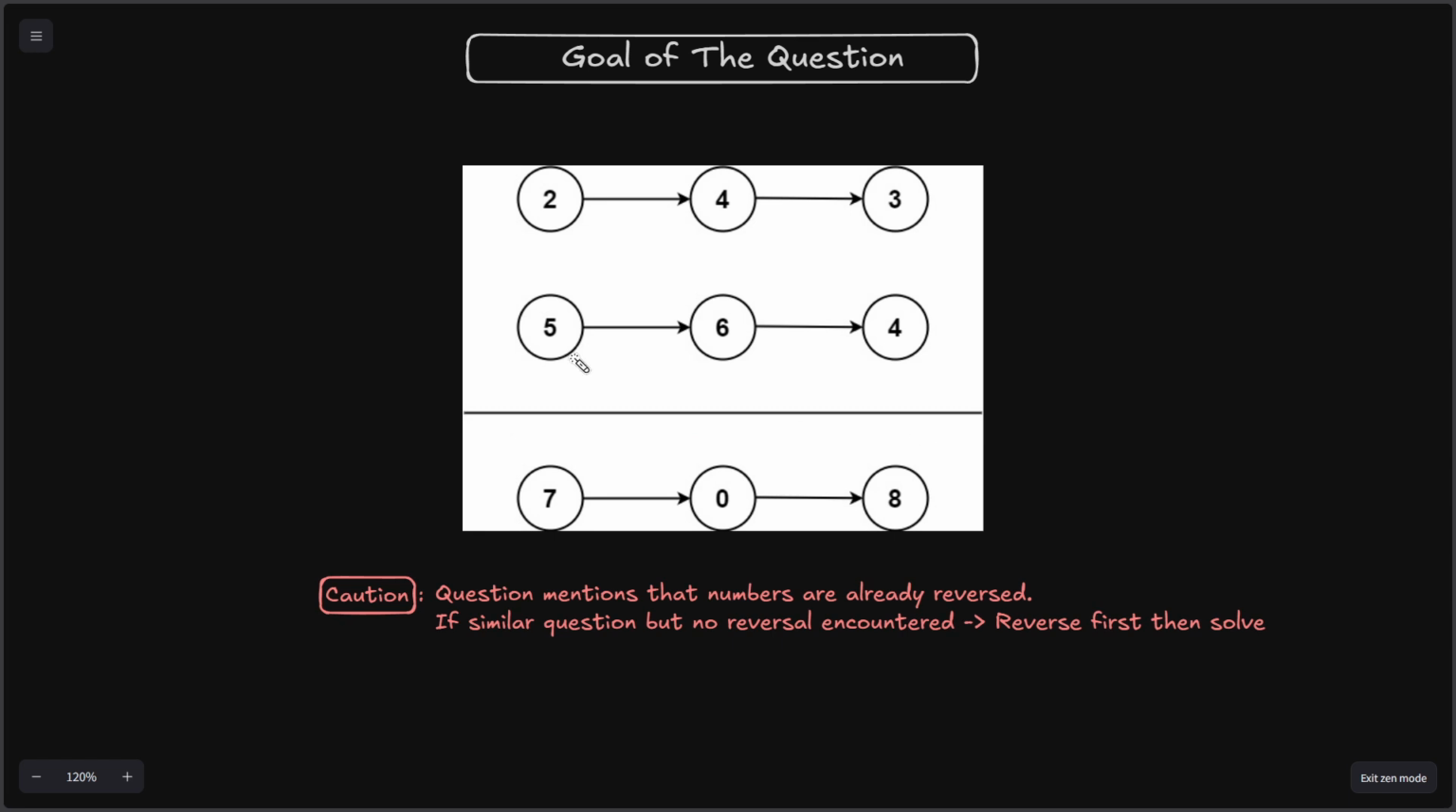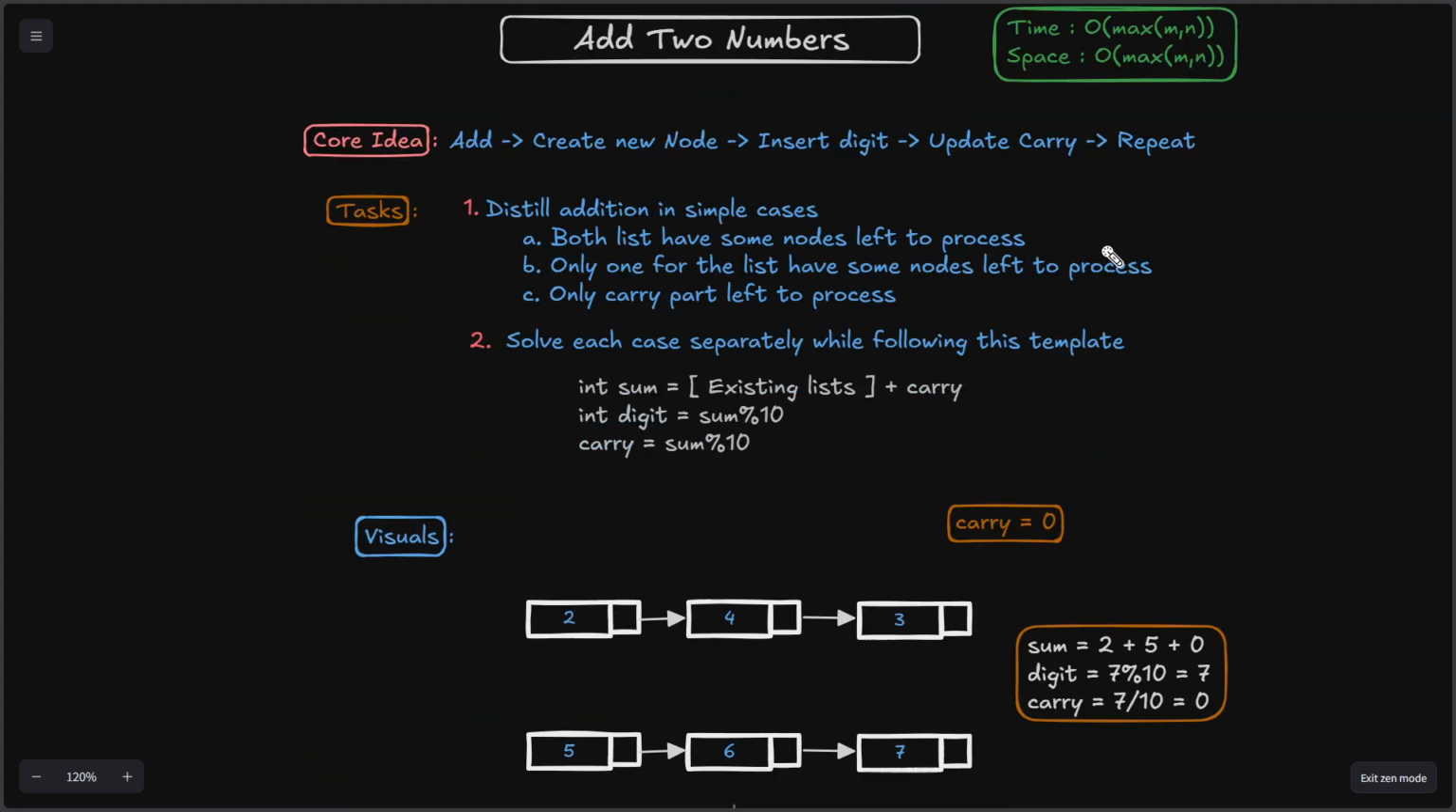So our main goal is to add these numbers and keep a carry and continuously add till we get a final linked list. The question mentioned that the numbers are already reversed. If a similar question comes but there's no reversal, in that case you have to reverse this linked list first, then you can add. So let's see the first method to solve this question.